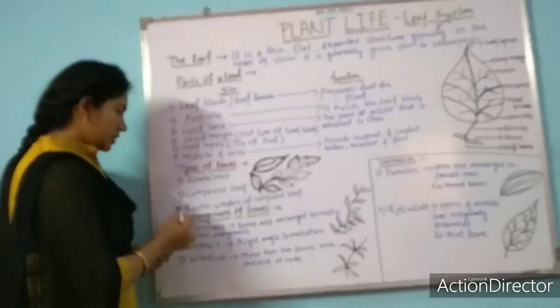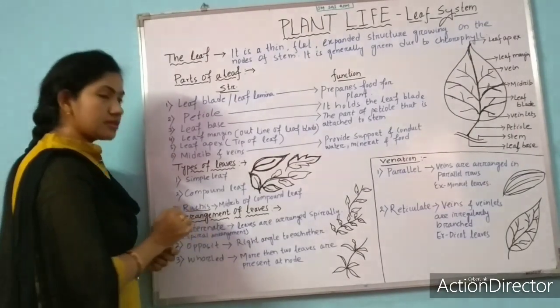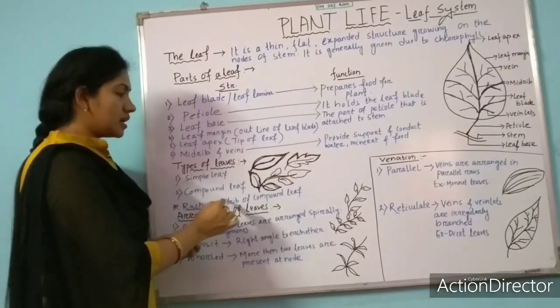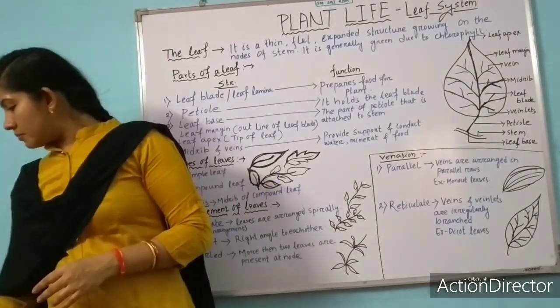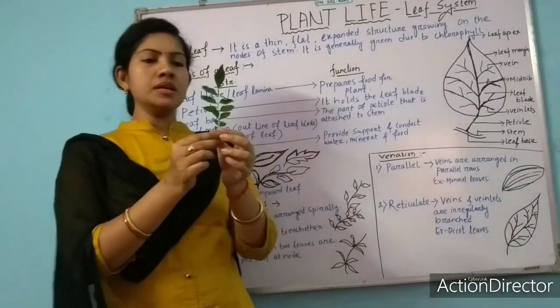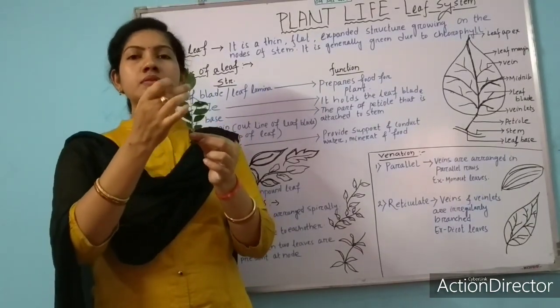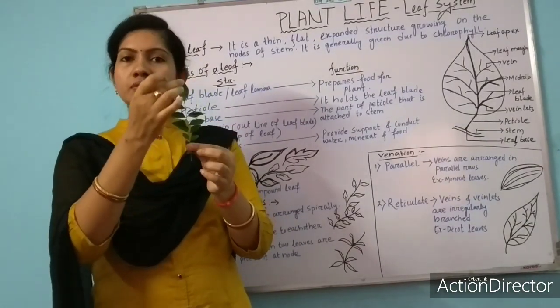So here one point I have written: rachis. What is rachis? Rachis is the midrib of a compound leaf. If we look at a compound leaf, this is the midrib of the compound leaf. This is actually the midrib of a compound leaf.